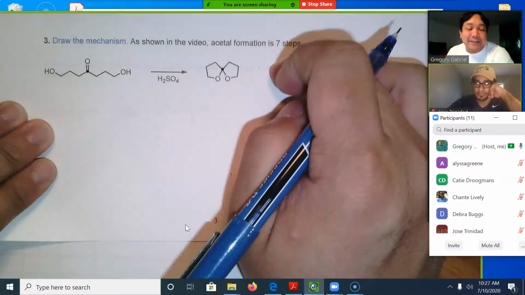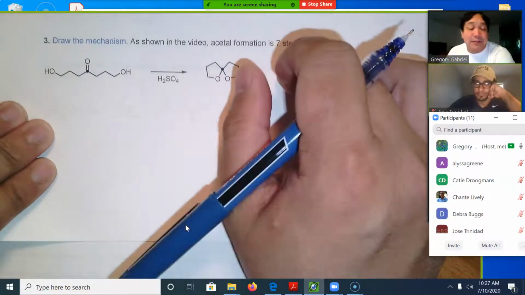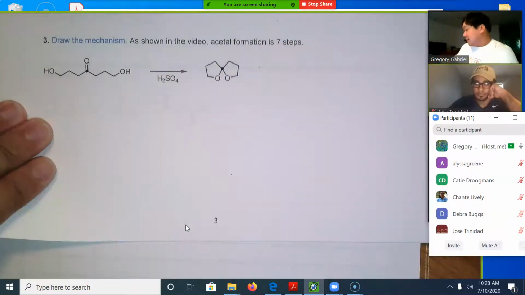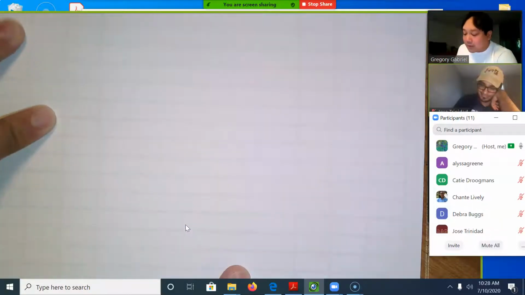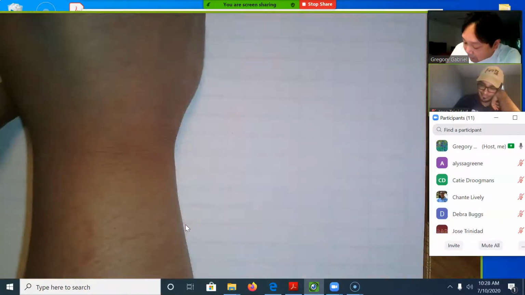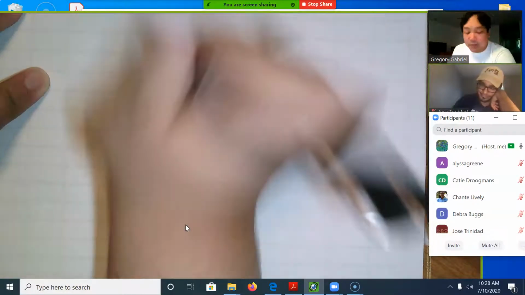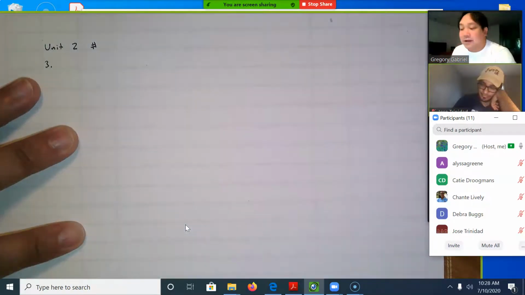Acetal formation is 7 steps. Hydrolysis of an acetal is reverse, so it's still 7 steps, just in the opposite direction. I said this was something that I'd want us to know how to do, so we're going to do this. Number 3. If you want, this is still Unit 2. Try to keep everything labeled. It will help you study.